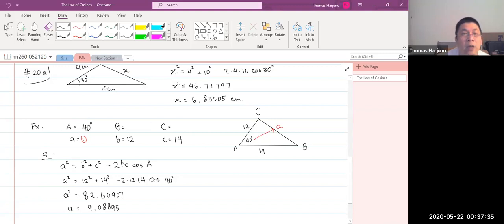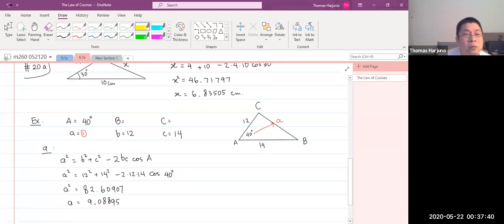and C, right? Okay. Once we get this, let me fill it up. So this is 9.08895. Okay, now knowing this, we can actually use law of sine to find angle B. And actually we can also find angle B by using law of cosine. Yes. Okay, we can do both.